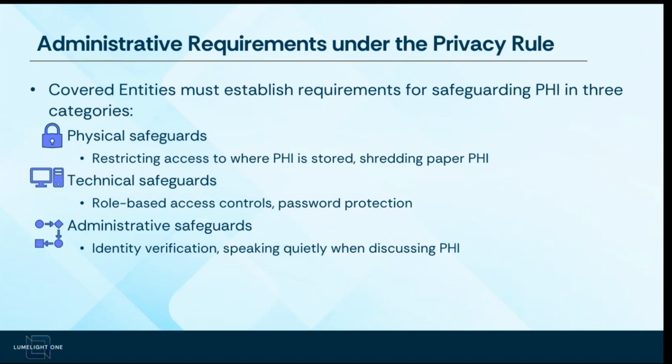Physical safeguards, which include things like locking doors to rooms or file cabinets that house PHI, or shredding documents with PHI prior to their disposal. Technical safeguards, which refer to the technology that PHI touches and the policies and procedures for the protection and control of access to PHI. And lastly, administrative safeguards, which will include administrative actions that are necessary to protect PHI and manage the conduct of the covered entity's workforce in relation to the protection of the PHI.